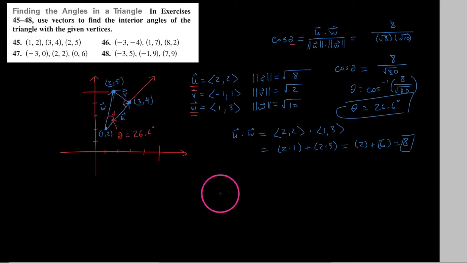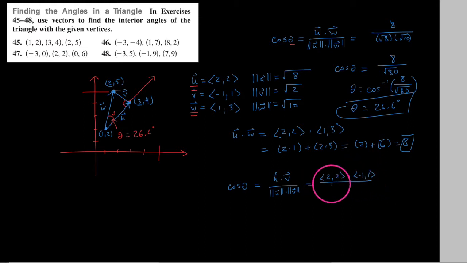But let's do this. Let's take u and v and just see what we can make happen here. The cosine of the angle between u and v would be u dot v over the magnitude of u times the magnitude of v. And so u dot v, let's go ahead and start with this. U, which is 2, 2, we're taking that in a dot product with v, which is negative 1, 1. And this is all over their magnitudes multiplied together. So u's magnitude was the square root of 8, where v's magnitude here we can see is the square root of 2. We end up with this on top. We get 2 times negative 1 plus 2 times 1.